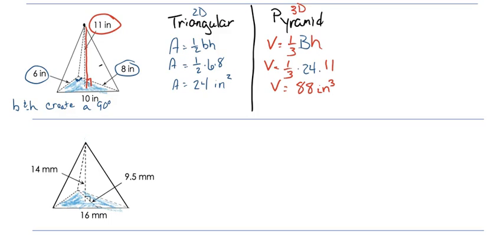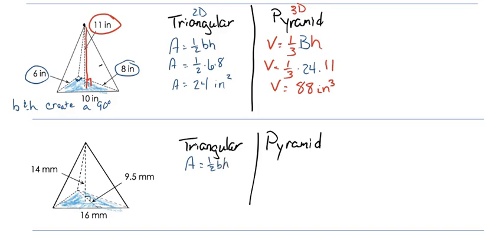So I'm going to go ahead and label this. I know it's a triangle. So triangular. And I know it's a pyramid because it's coming straight up to one point, one vertex. I know I start by finding the area of a triangle. So area equals 1/2 of the base times the height. So area equals 1/2. Now I got to figure out what the base and the height are.